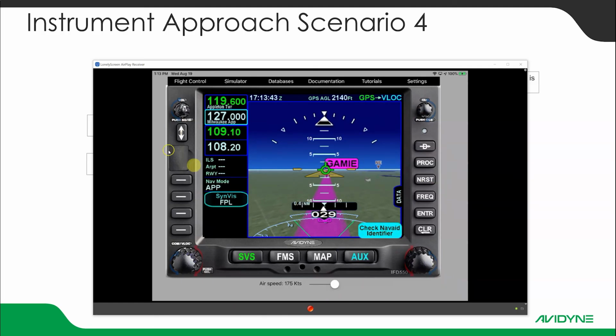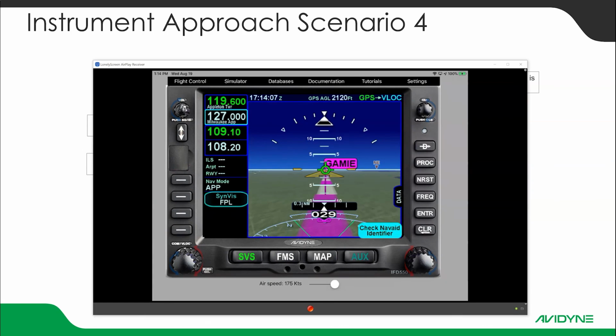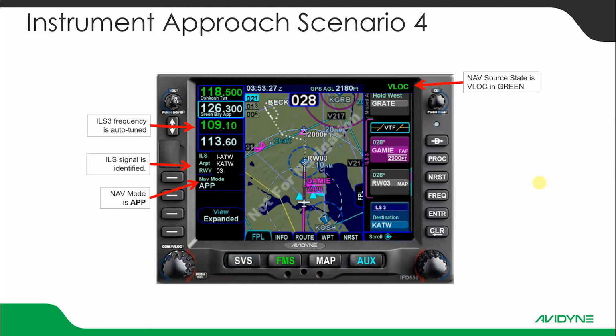Check nav identifier. So it should have decoded the ILS Morse code and given me all the airport information. If I want to see what that looks like, I can click over here. You can see it would have given us the ILS into ATW, runway 3, nav approach, and it would transition to the VLOC. That's what that would look like. There you can see it switched, but it normally would have locked into VLOC like you see here. So that's our ILS approach into Appleton.